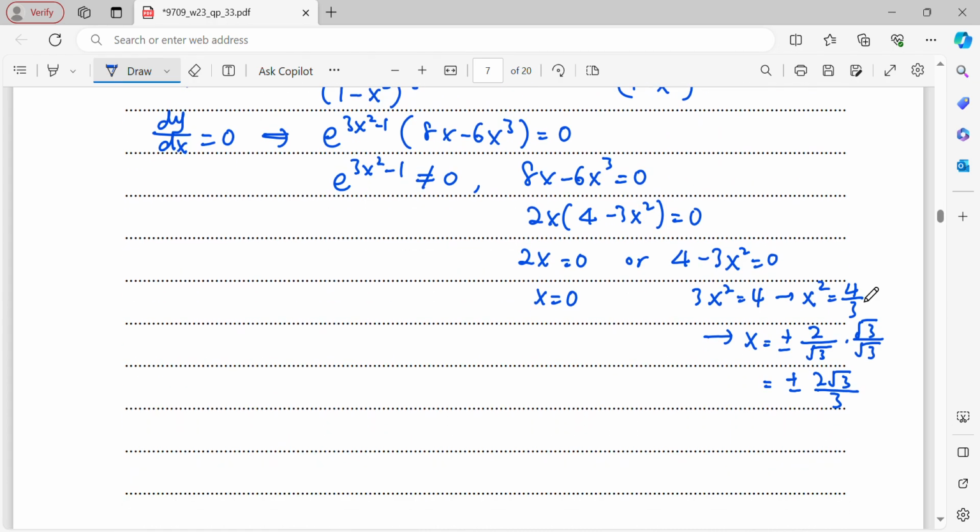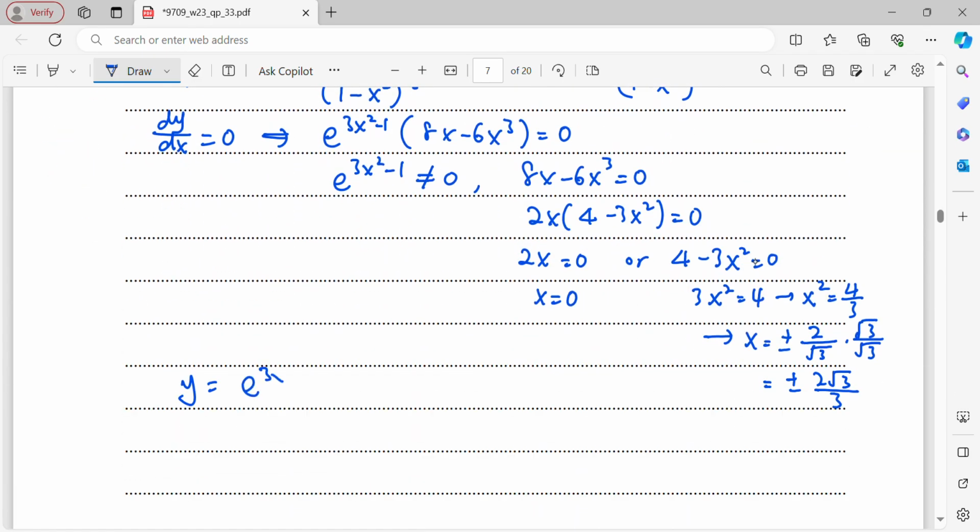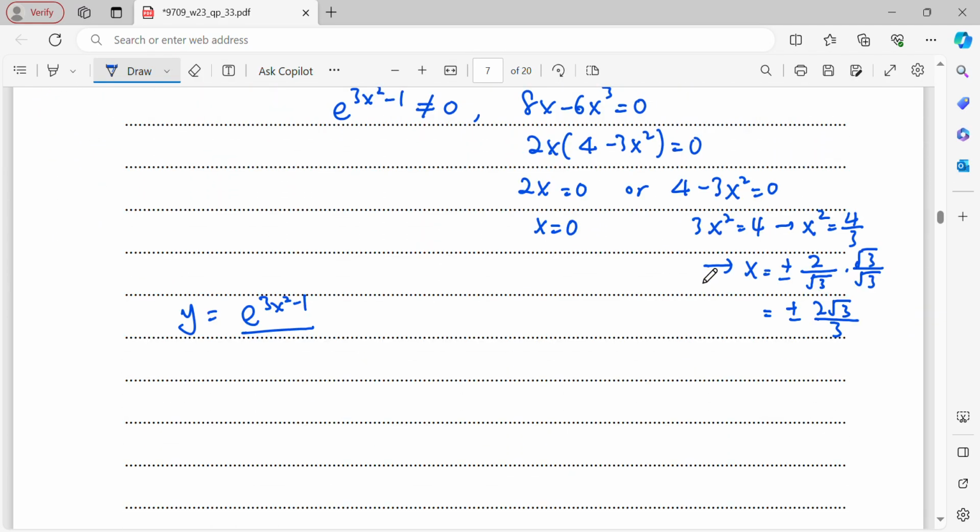Okay, so now I will write y equals e^(3x squared minus 1) over 1 minus x squared. So when x equals 0, my y is going to be e^(0 minus 1) over 1 minus 0. That means e to the 0, okay, wait, this minus 1 is the power. So I will get e negative 1. Okay, e negative 1 is basically 1 over e.